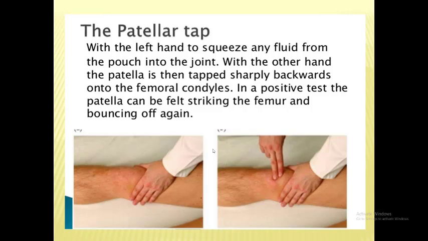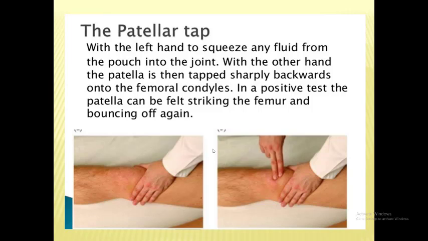For the patellar tap test, while the patient is lying supine with the knee extended, with your left hand, squeeze the suprapatellar pouch downward toward the joint line in order to accumulate any minimal amount of fluid underneath the surface of the patella.